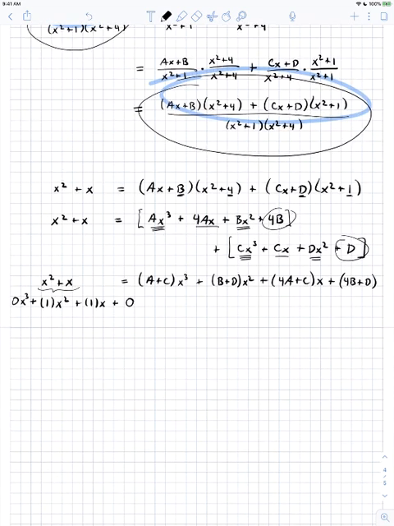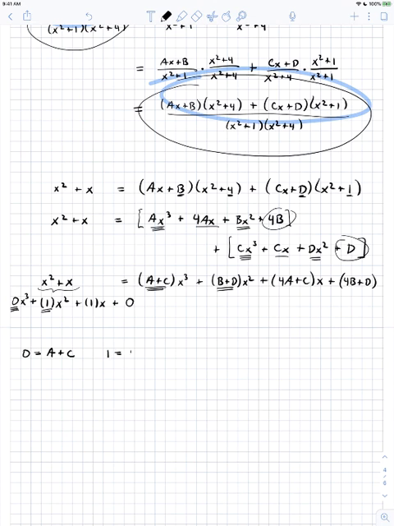And we can see, for example, that there are cubic terms. So the coefficient for x cubed is a plus c, but that has to be equal to 0. So you have 0 equals a plus c. Then you have the square terms, and those correspond to the coefficient of the square term, which is 1.